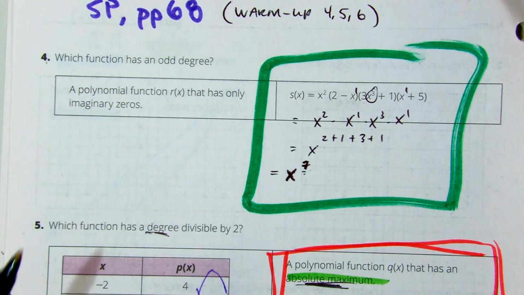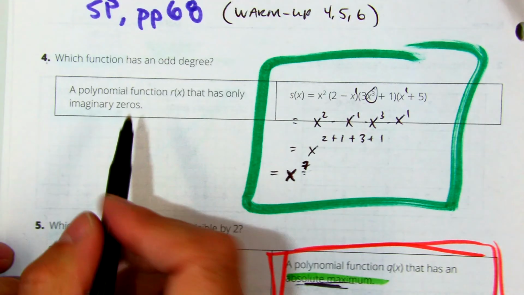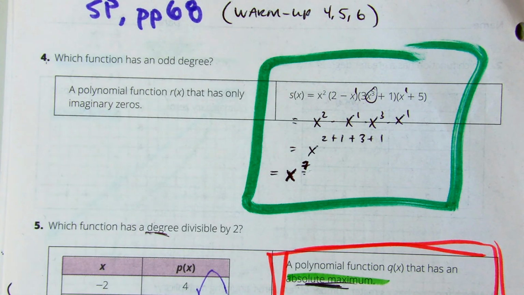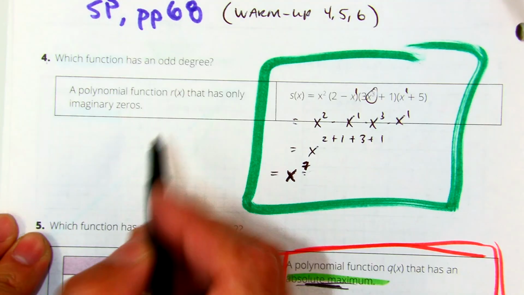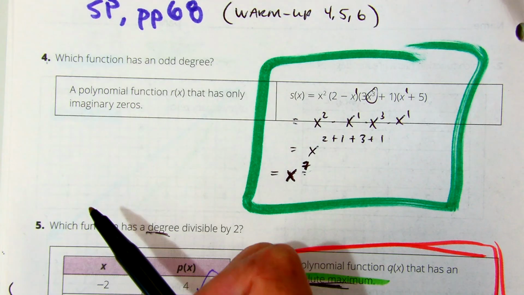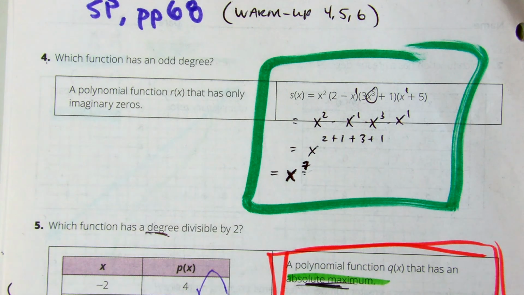Camille, can you pick another student to help us do the left side? Tony? Tony, read that for us. A polynomial function R of x that has only imaginary zeros. Tony, what do you know about imaginary zeros? That doesn't touch the x-axis. Correct. And how many are there? 1 or 2?